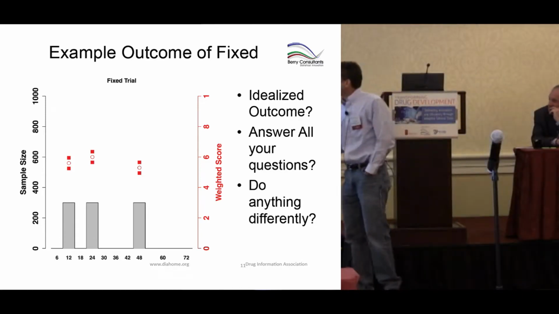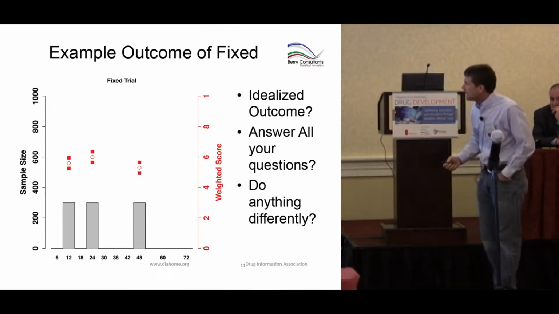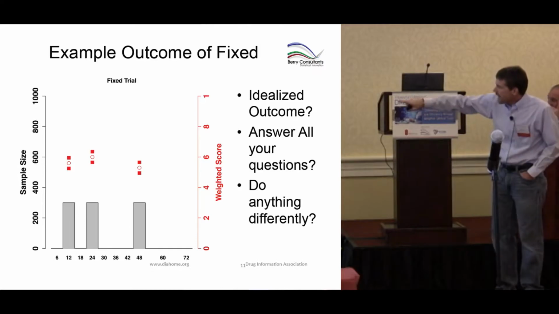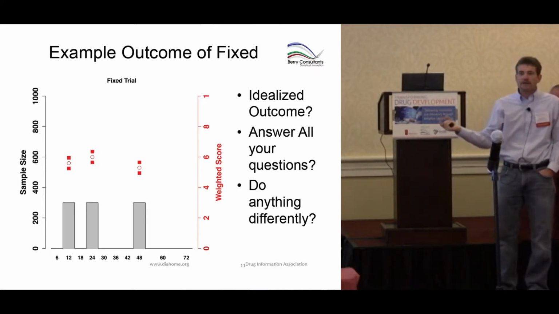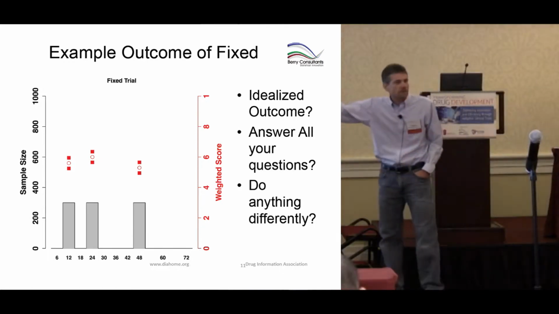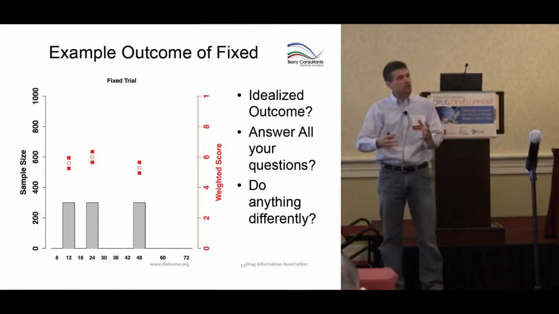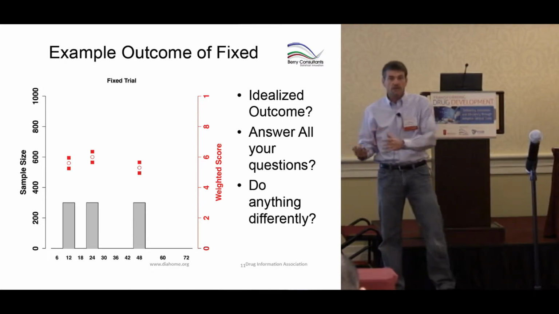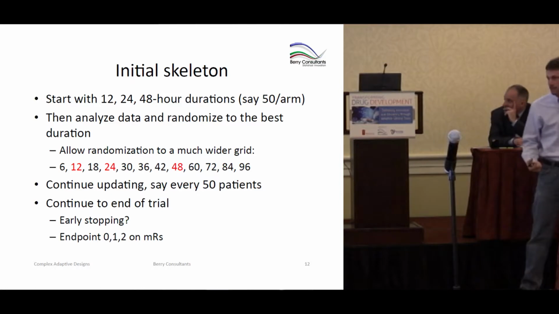So we then say, okay, we would have loved to, in this trial, have seen what happens at 36 hours, what happens at 30 and 18 hours. We'd have loved to have seen what would have happened in there during the course of the trial. It's looking like 24 is good. Maybe we could have taken patients off of 48, put them there, or off of 12 and put more patients there to better answer the questions. And so that's what we're going to try to do with an adaptive trial.